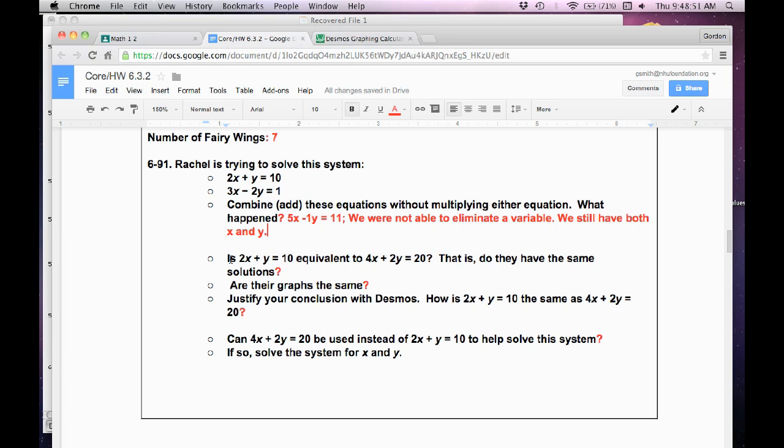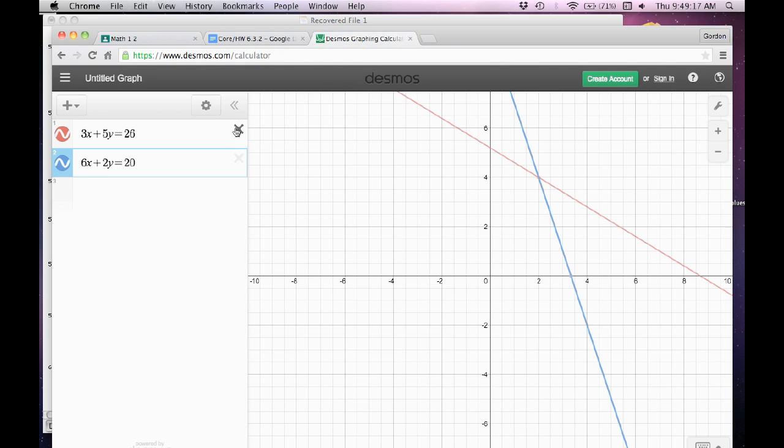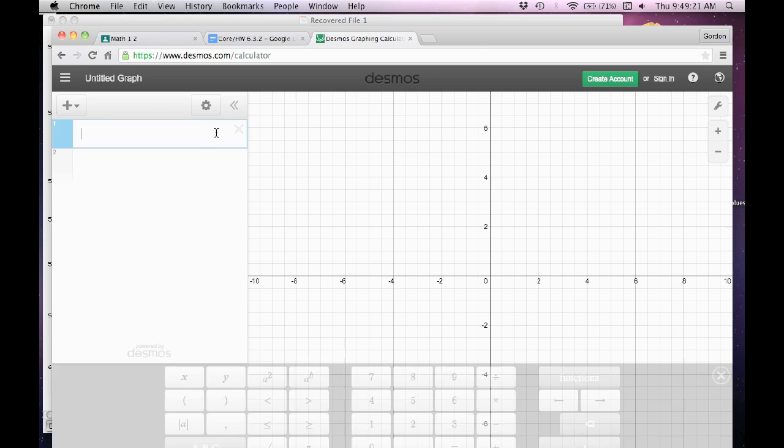Is 2x plus y equals 10 equivalent to 4x plus 2y equals 20? You have to stare at it a little bit, but you may realize that this equation just has to be multiplied by 2 to make this equation. Do they have the same solutions? Are their graphs the same? One thing to try is to put it into Desmos just to verify that they have the same solution.